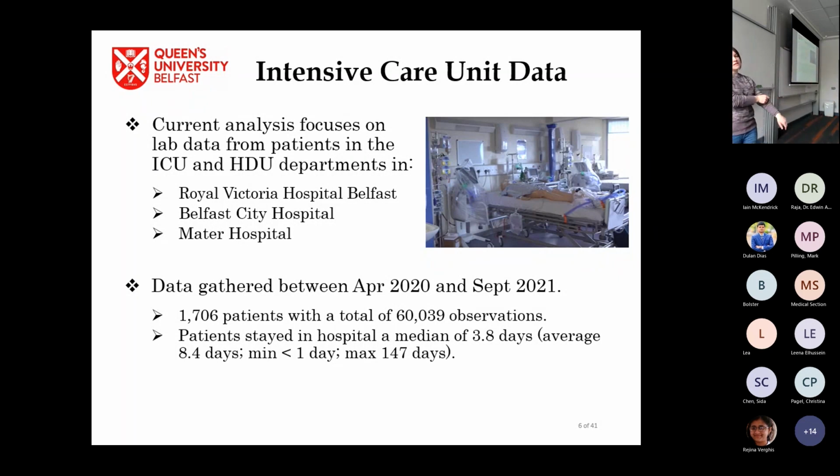So for the sample of data that I'm looking at, we're looking at about 1,700 patients, a total of about 60,000 observations, and typically these patients stay about 3.8 days in hospital. That's our median. Some patients are staying less than a day, some patients are staying 147 days. So there's a good range of patients that are staying long.